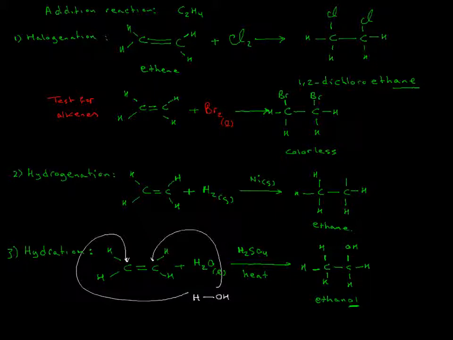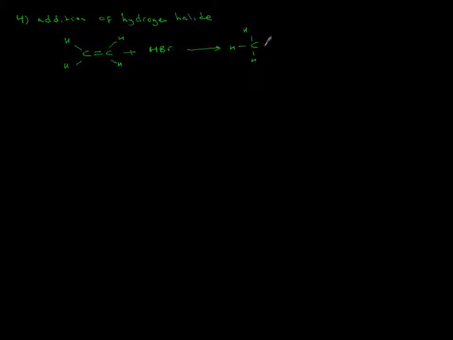Then I go to the next slide and talk about more addition reactions. The fourth one is simply adding a hydrogen halide, addition of a hydrogen halide such as hydrochloric acid. So I take my ethene one more time, and this time I add HCl or HBr to it. Let's go with HBr, and I will produce CH3CH2Br, and this is bromoethane.